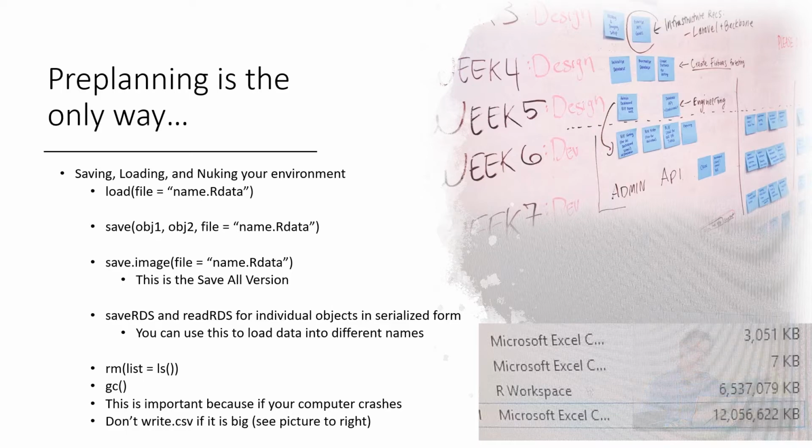Okay, don't write to CSV. I write to CSV if it's small, right? If you actually need it in CSV format, write to CSV. Do it as an output. Don't do it as a save and load.